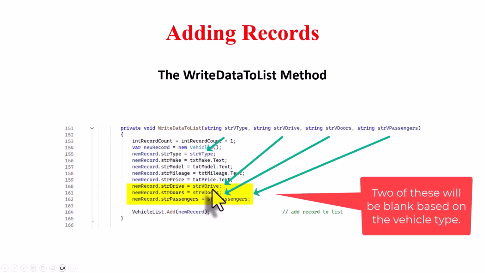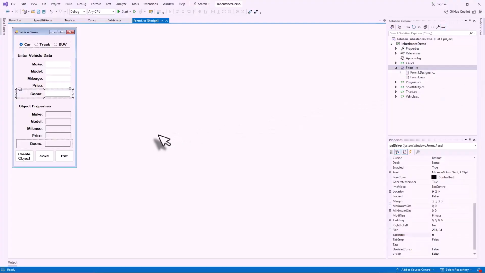Two of these will be blank. One of those will have numbers in it. And our vehicle type will tell us if it's a car, truck, or an SUV, and then bring it in there. Then we'll add the new record to the vehicle list and put it in place. So to make this all happen, we'll go to our create object data.